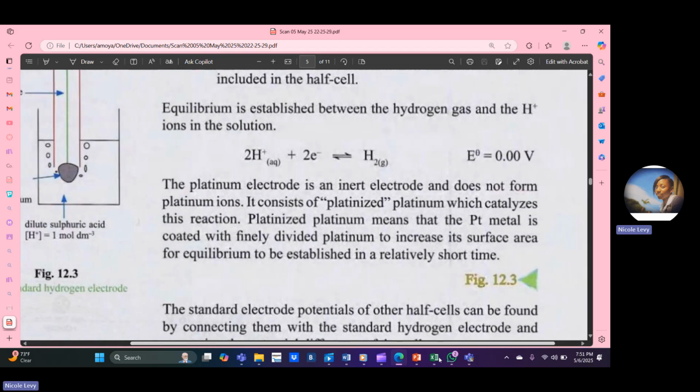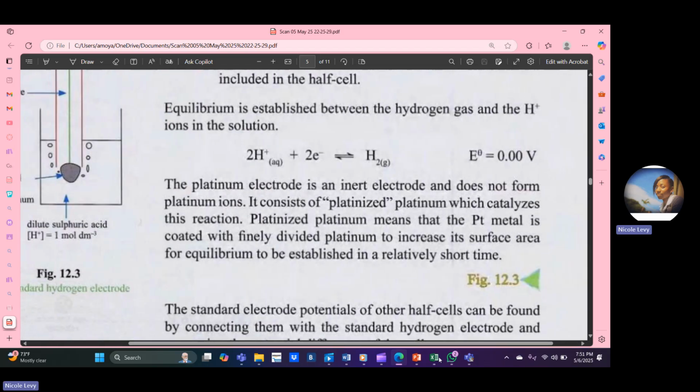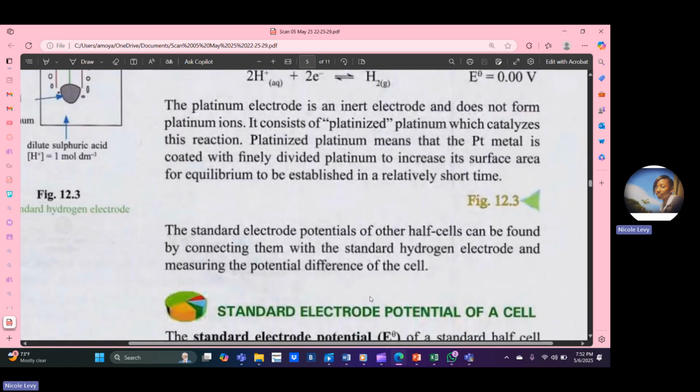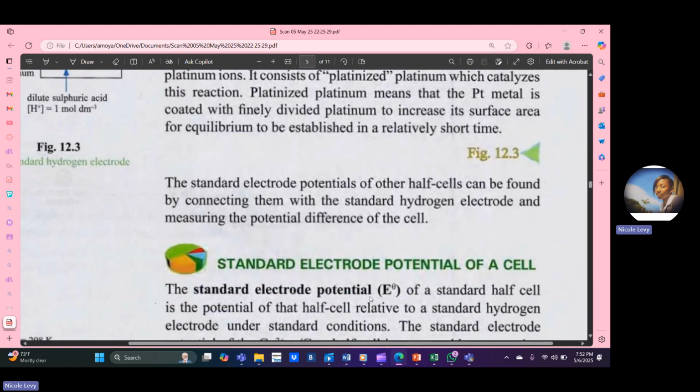The platinum electrode is an inert electrode and does not form platinum ions. It consists of platinized platinum, which catalyzes the reaction. So down at the bottom here, that's what they're referring to. You literally put in platinum and platinum. So platinized platinum means that the platinum metal is coated with finely divided platinum to increase its surface area for equilibrium to be established in a short time. So that's why they use so much platinum.